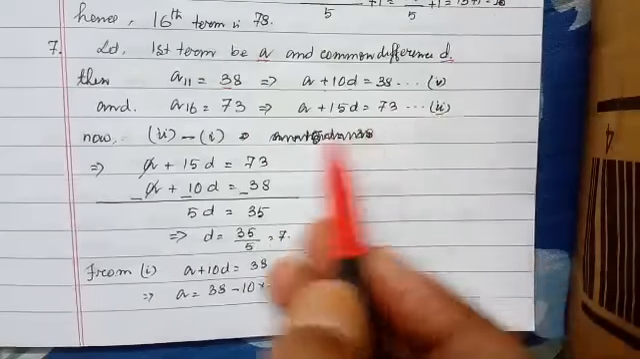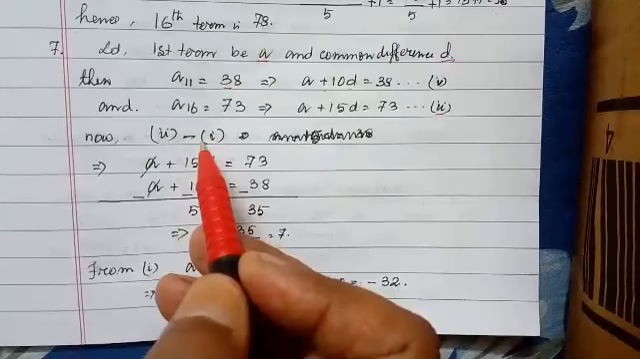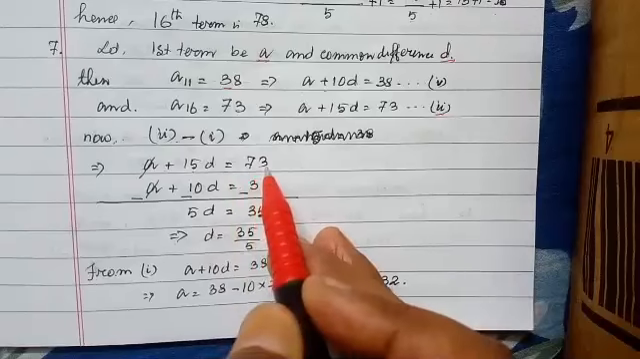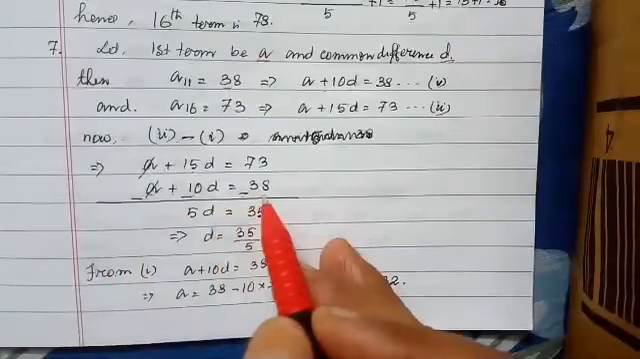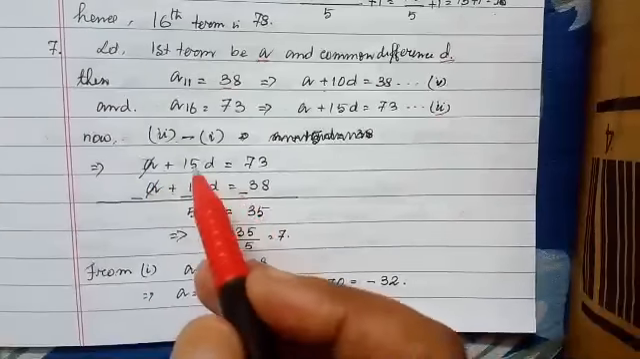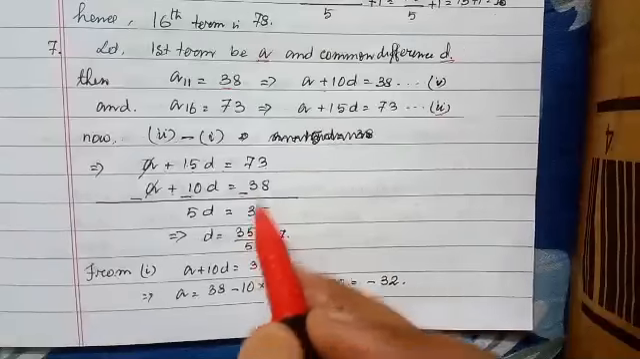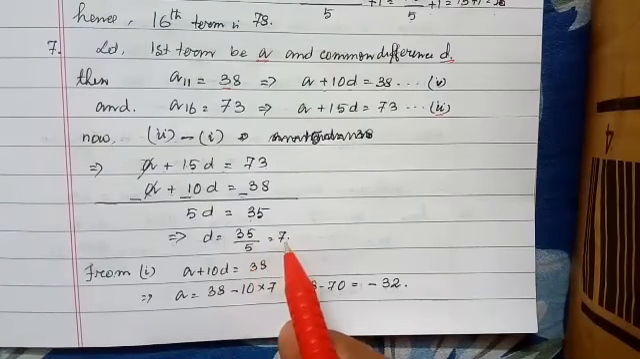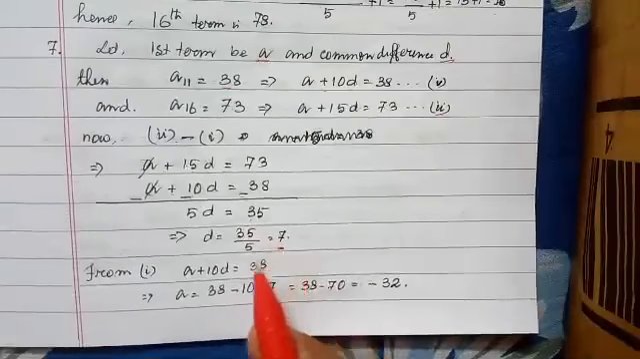It is equation 2. Now equation 2 minus equation 1: a plus 15d is equal to 73, a plus 10d is equal to 38. Subtraction, change the sign, the a cancels. 15d minus 10d is 5d. 5d is equal to 35 and d is equal to 35 by 5, that is 7. So we get the common difference d is equal to 7.